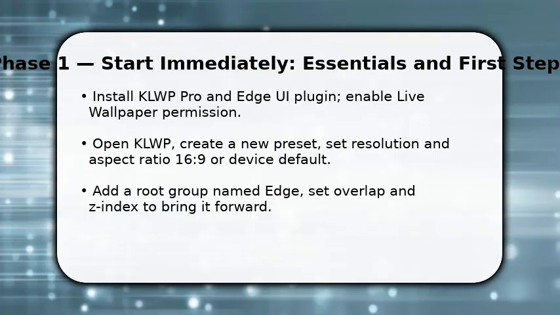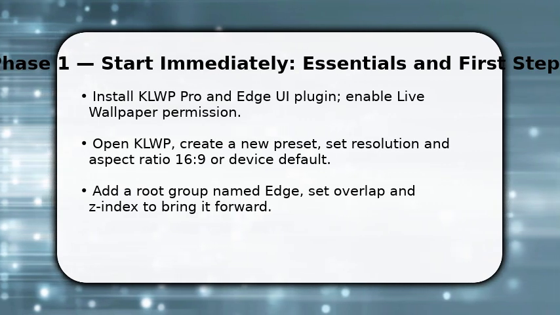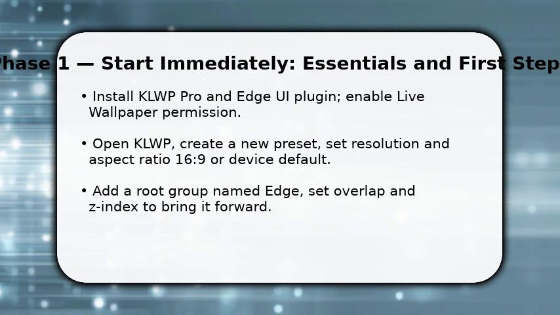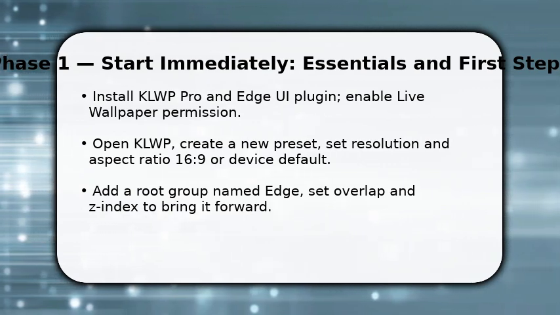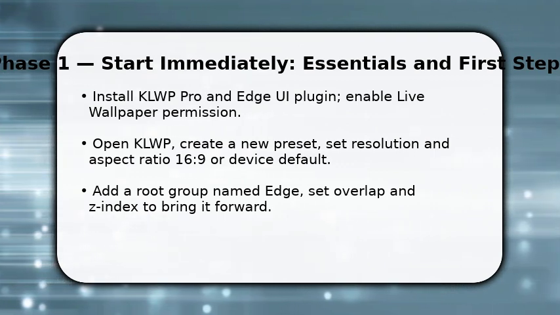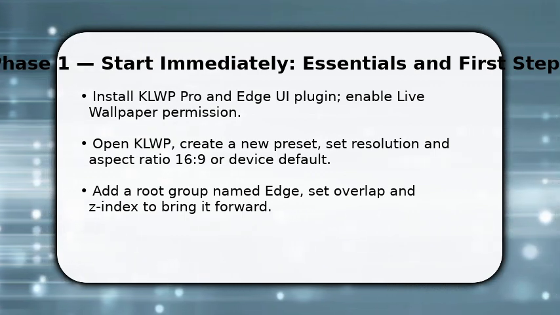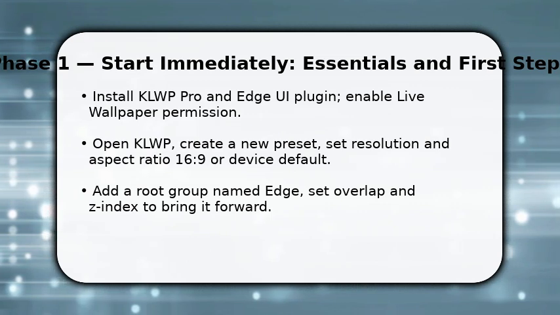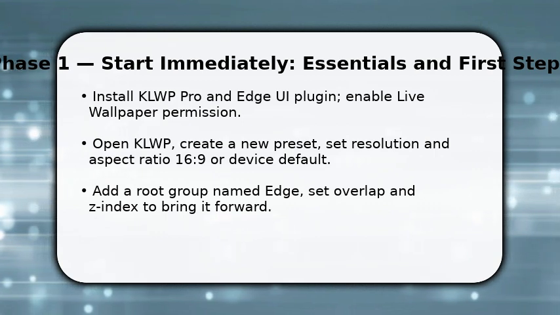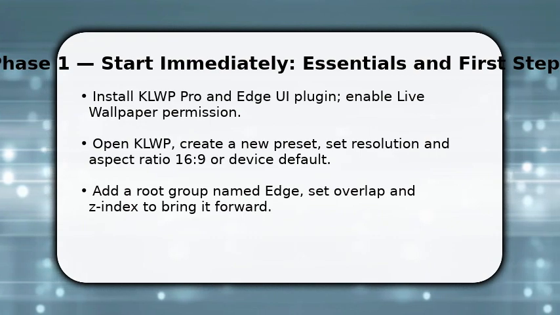Enjoy the video. You start by ensuring KLWP Pro and the Edge UI plugin are installed, and you grant live wallpaper permission. Once done, create a new preset and set the canvas resolution and aspect ratio to match your device. This prevents scaling issues. Next, add a root group labeled Edge and enable overlap so elements can extend off-screen. This establishes the area where Edge gestures and panels will live. Make sure you save frequently so you don't lose early progress.